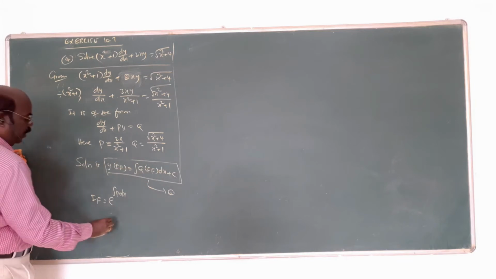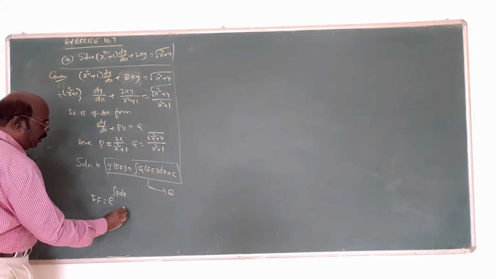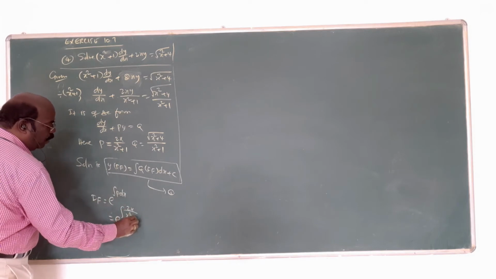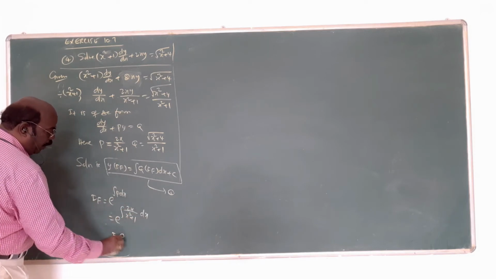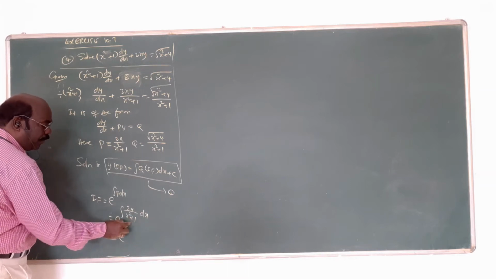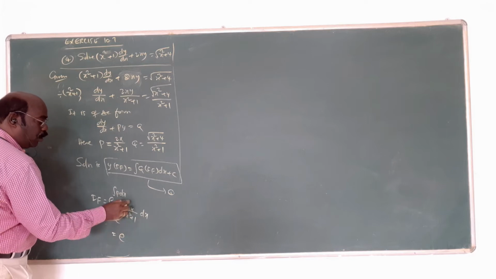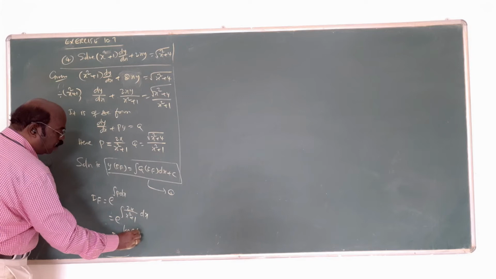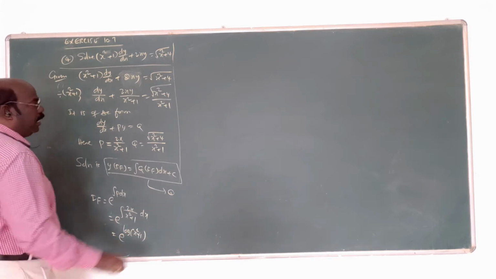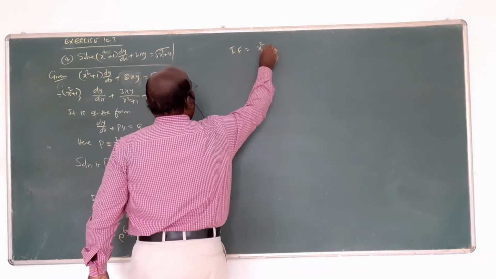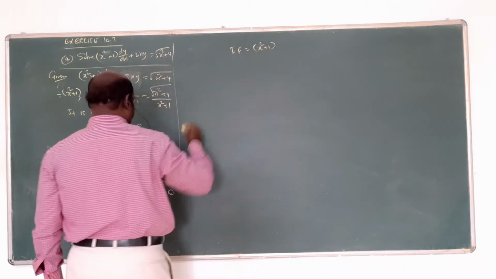Now you want the IF. IF is what? E power integral of P, which is 2x by x square plus 1 dx. Here by chance, the denominator is x square plus 1, and the differentiation of x square plus 1 is 2x plus 0, exactly 2x. That's why log of x square plus 1. E power log cancels. We get IF equal to x square plus 1. Okay? Over.